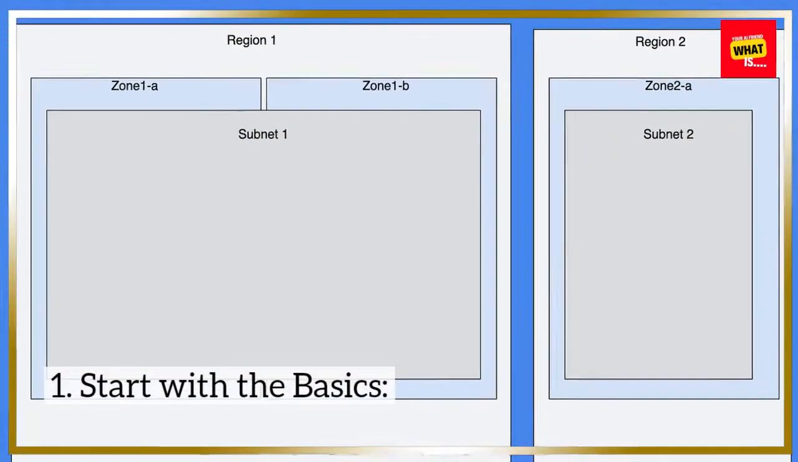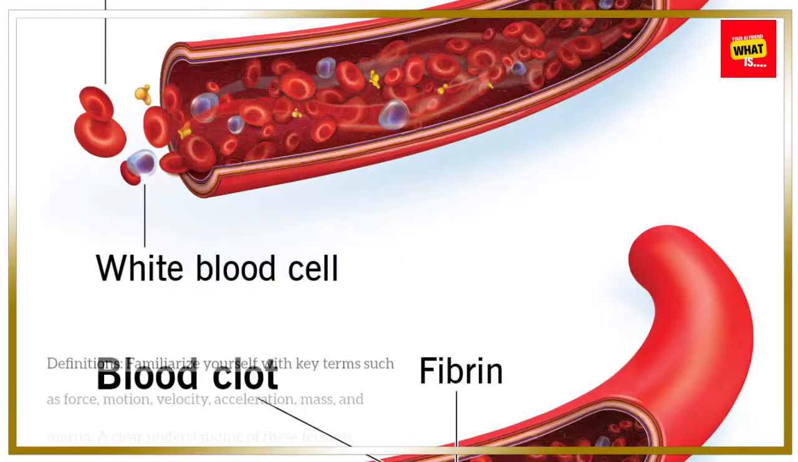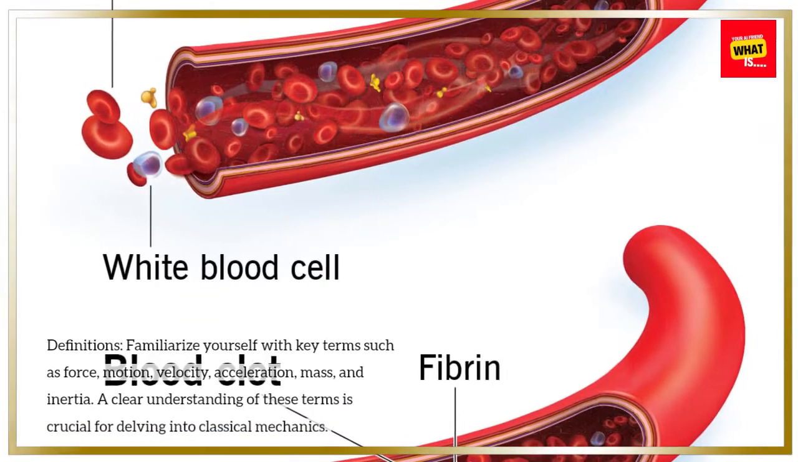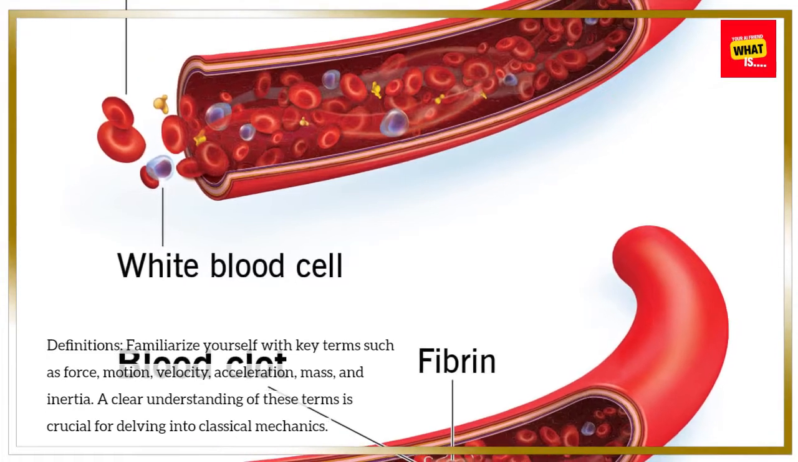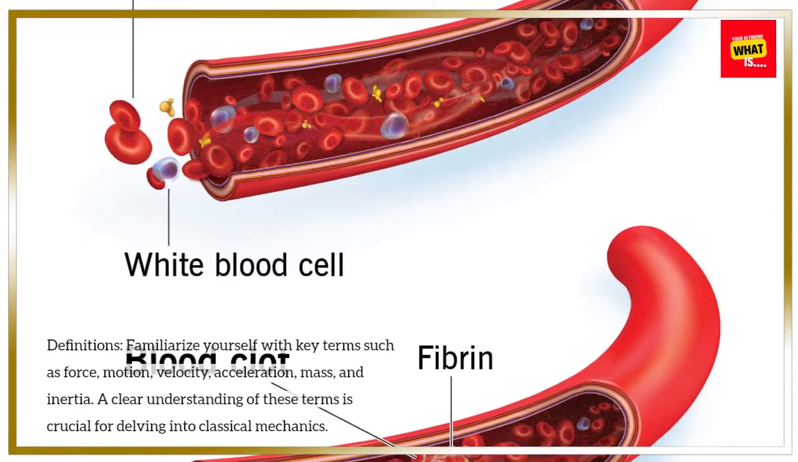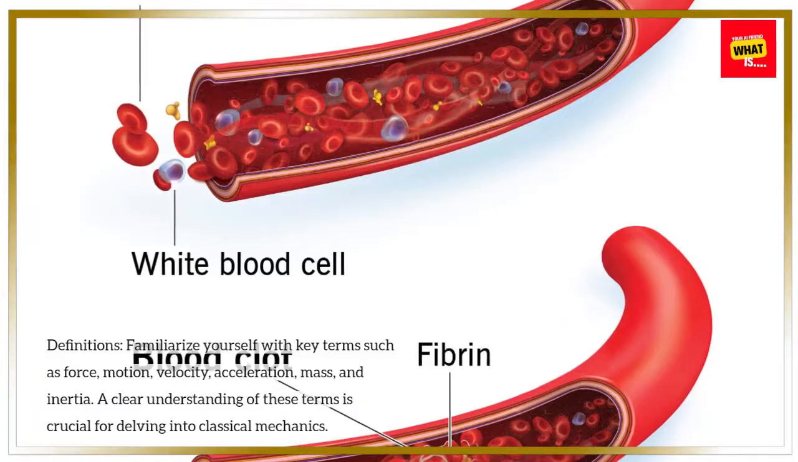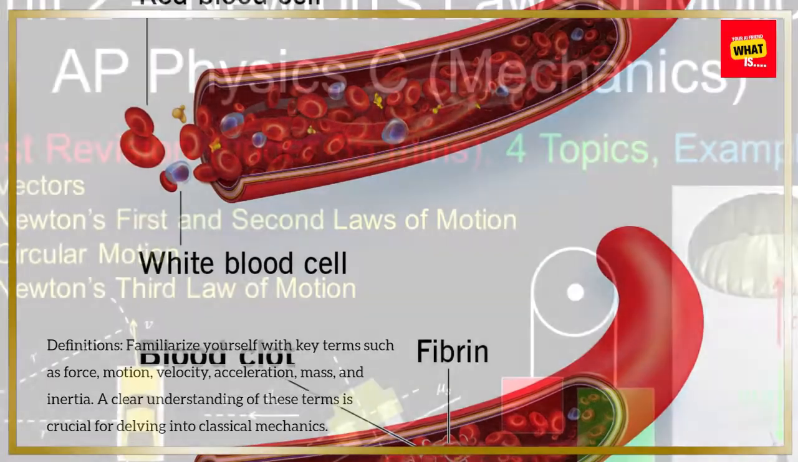1. Start with the basics. Definitions. Familiarize yourself with key terms such as force, motion, velocity, acceleration, mass, and inertia. A clear understanding of these terms is crucial for delving into classical mechanics.